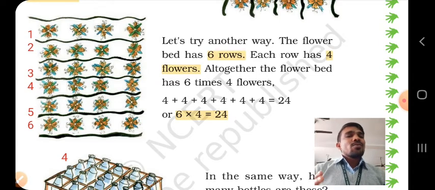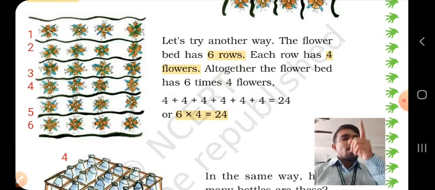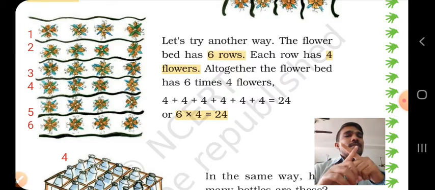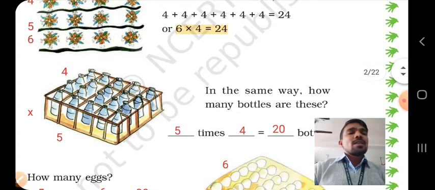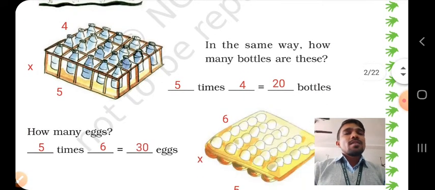And to get the multiplication answer, you just have to multiply rows and columns. Count the rows, count the columns, number of rows and number of columns, just multiply. So let us do a few examples of that. Here are 2 examples.